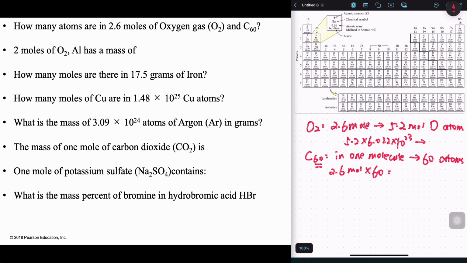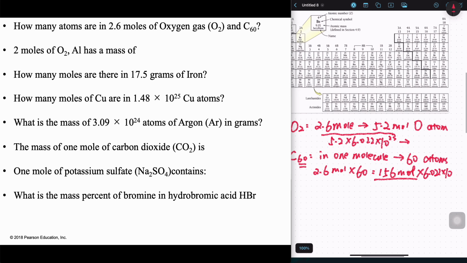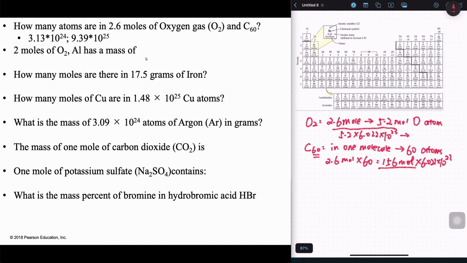It's the same as what we do here, where we multiply by 2. So after we multiply by 60, we will get how much? 156 mole of the carbon atom. And then the next thing is we need to convert this amount of the carbon atom into the exact amount. So we times the Avogadro number, which is 6.022 times 10 to the power of 23. Right? Yeah, so this is the first question.